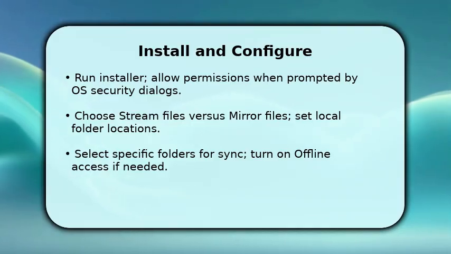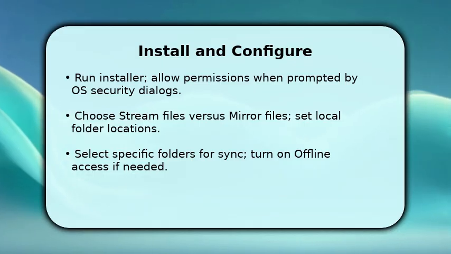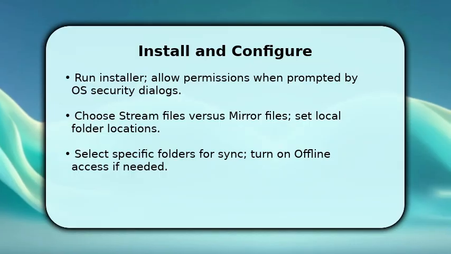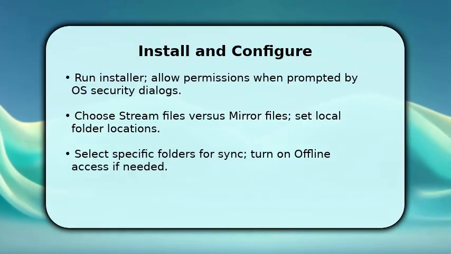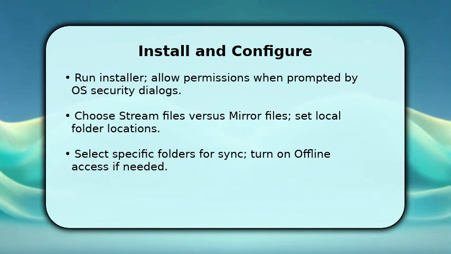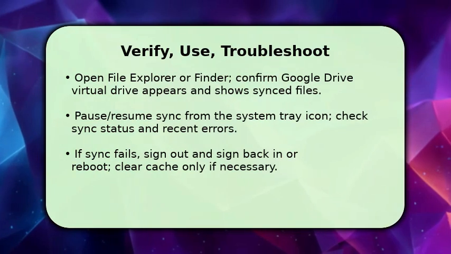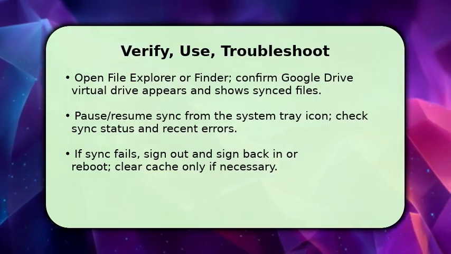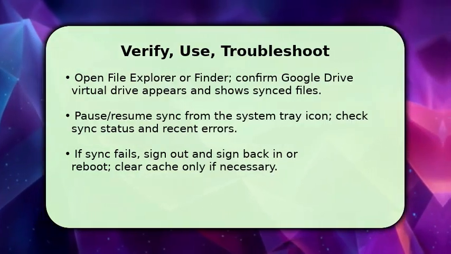Make sure to set or confirm local folder locations and pick specific folders to sync. Once configured, the app prepares the file index, so your selected folders begin synchronizing in the background. You finish by opening File Explorer or Finder to verify the Google Drive virtual drive exists and shows your files. This confirms connection and indexing.